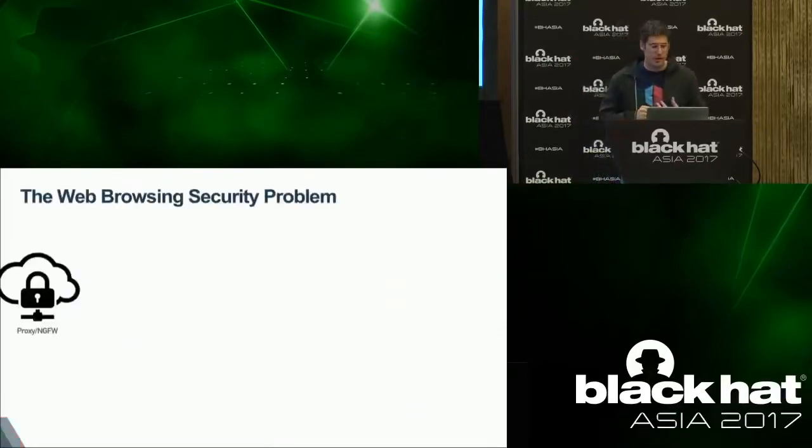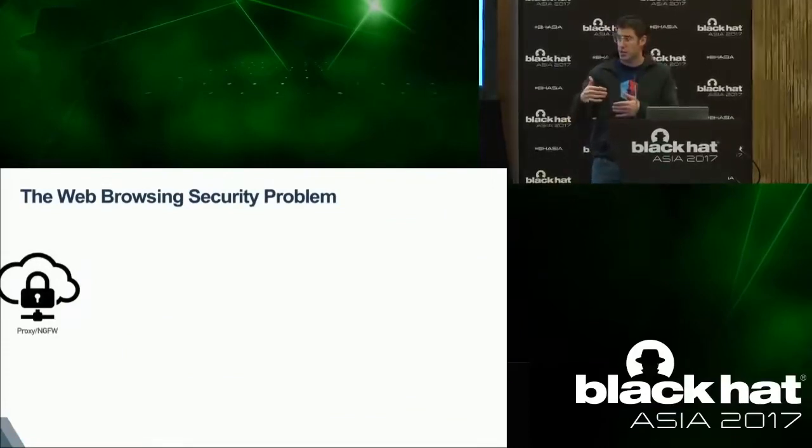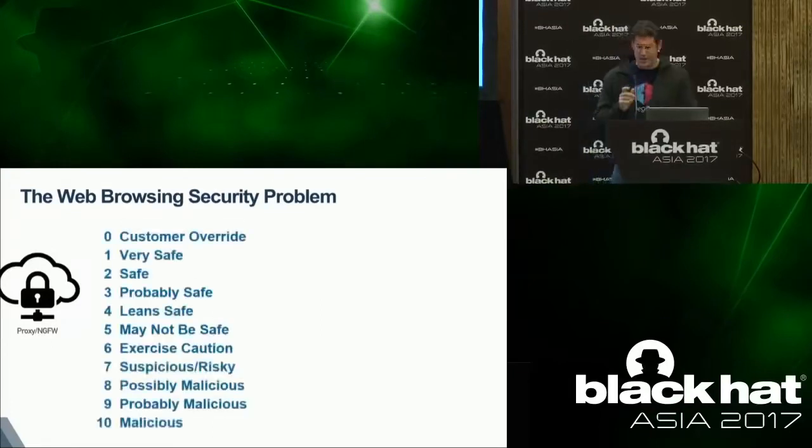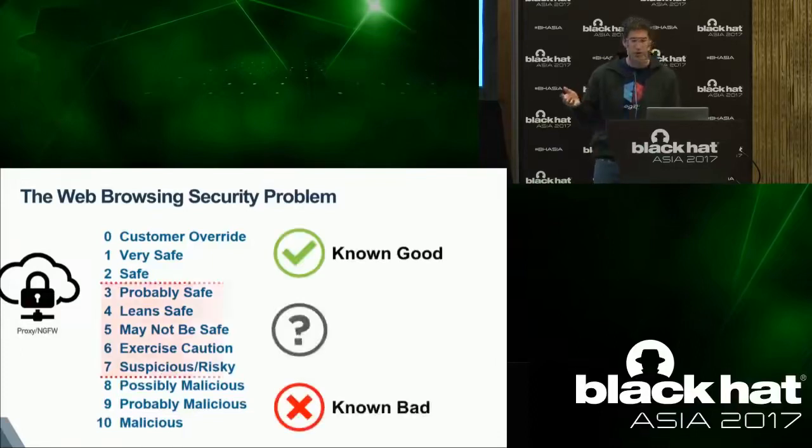I call this the web browsing security problem. And the way it looks is if you take any given proxy or any given next generation firewall that's supposed to apply some security policy on the files, right, or at least on the URL where these files come from, what you get is this list of risk levels. And this is logical risk levels. Any vendor has different risk levels. And what's interesting is any URL on the internet, once you make a request, goes into one of these risk levels.